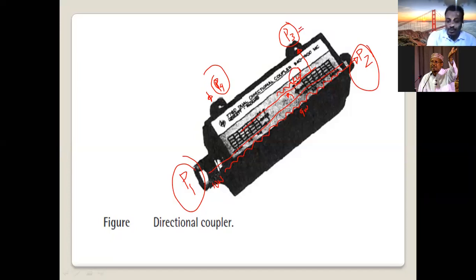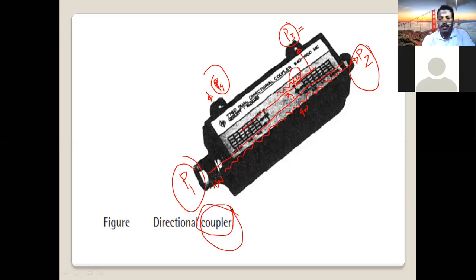Because of this coupling, we call this device a coupler. This device divides this 10 watt into two, 9 watt and 1 watt, by a process of coupling. That's why it's called a coupler device. But not all of this coupled signal goes in the correct direction to port 3. A very, very small part of the signal will go in the wrong direction and come to port number 4.